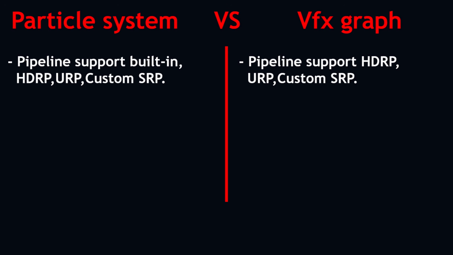First is the render pipeline support. Particle System is supported on every render pipeline. VFX Graph is only supported on HDRP and URP and can work with your custom scriptable render pipeline as well. Also keep in mind that it is only production ready on HDRP. In URP, it is still in preview phase. Second difference is Particle System is CPU bound while VFX Graph is GPU bound, meaning Particle System will run on your processor and VFX Graph will run on your graphics card.